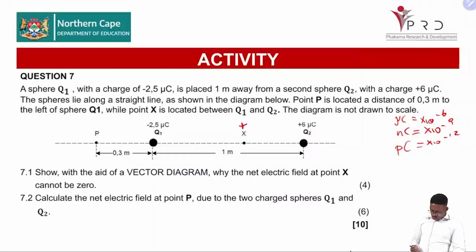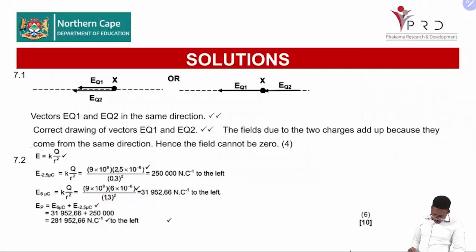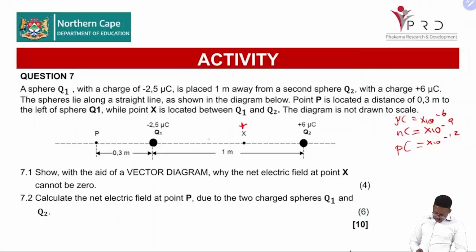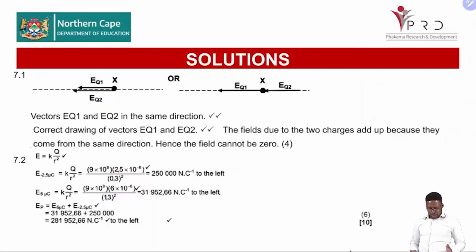So if you draw your vector diagram, you would be able to see that if X goes to charge 1, which is Q1, it gets attracted. If X goes to Q2, it is repelled in that direction. So this one is Q2, this one is Q1. It is because the electric field of Q1 and electric field of Q2 will move in the same direction. So for doing the vector diagram, 2 marks. For providing the reason, 2 marks.